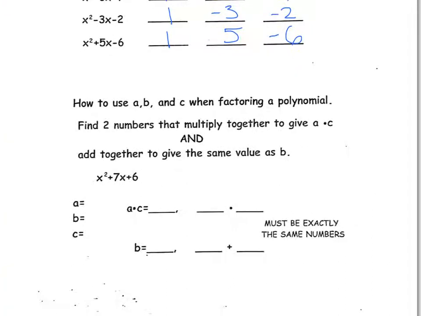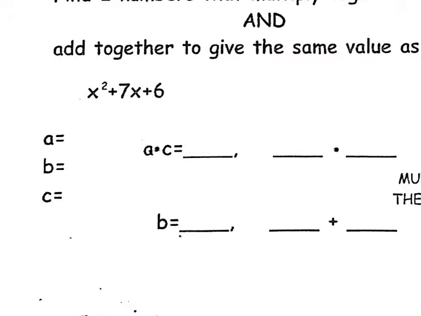So it says here, you need to find two numbers that multiply to give a times c and add together to give the same value as b. Now, here's what I mean. So here's a quadratic function right here, x squared plus 7x plus 6. So I'm going to zoom in here so we see everything. So we have x squared plus 7x plus 6. Now, the very first thing, and what you just did above, is to identify what your a, b, and c are. So our a is 1, our b is 7, and our c is 6.